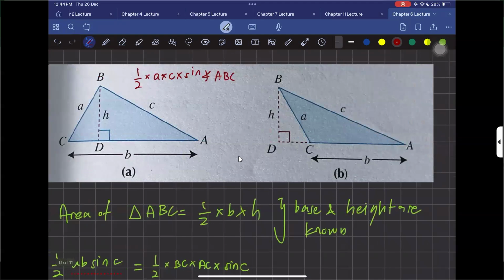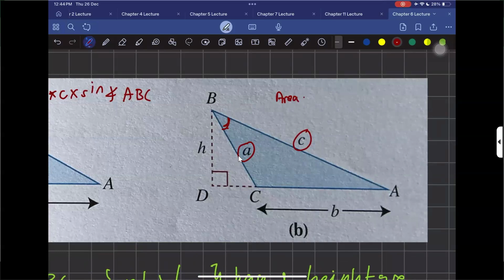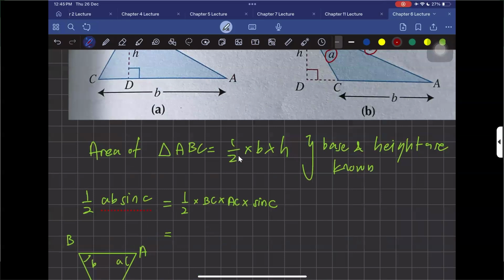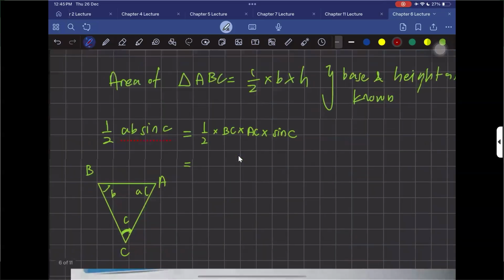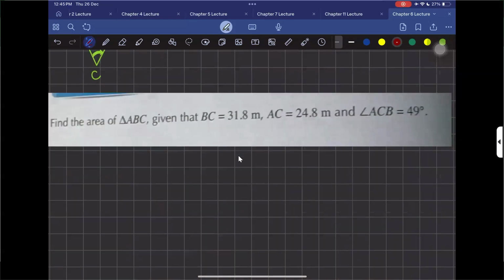In this case, you are given this angle and this side. So your area is equal to half times A times C times sine angle ABC. So this formula, half AB sine C, is a generic formula, but just know that for whichever angle is known, you must know the two corresponding sides that form the angle. So you use those sides for your formula. Okay, so now let's do some practice.